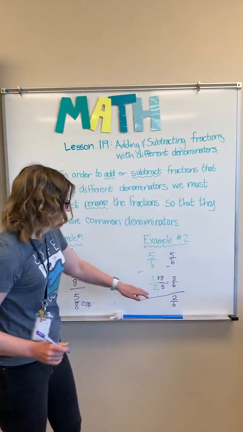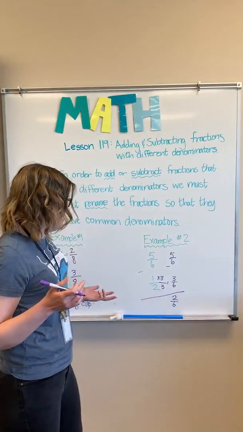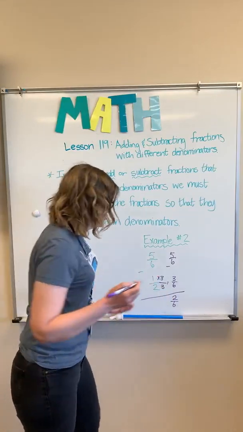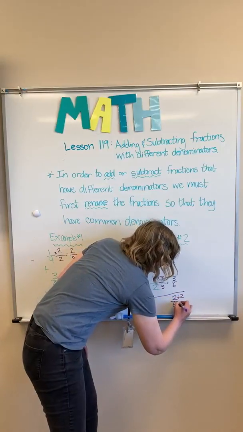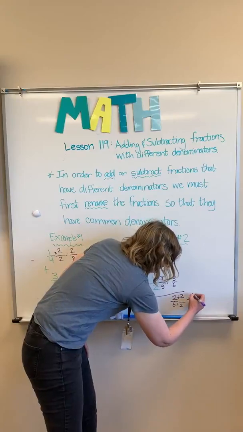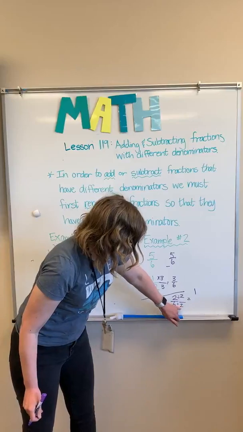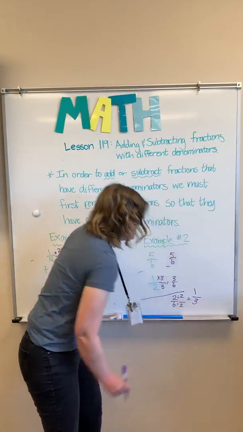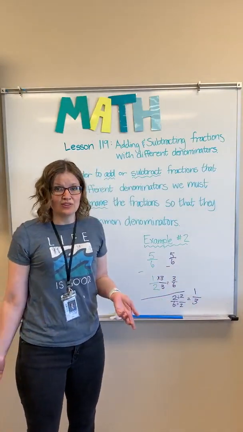2/6. Now, we have the answer of 2/6, but I look at this and I say, wait a minute. Both of these numbers can be divided by 2. So I'm going to simplify my answer. I'm going to divide the top by 2. I'm going to divide the bottom by 2. And we end up getting 2 divided by 2 is 1. 6 divided by 2 is 3. So our final answer, simplified all down, is 1/3.